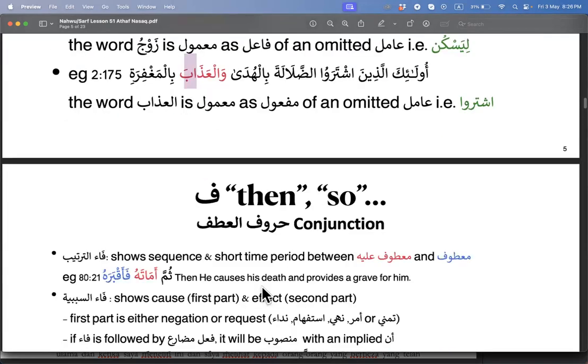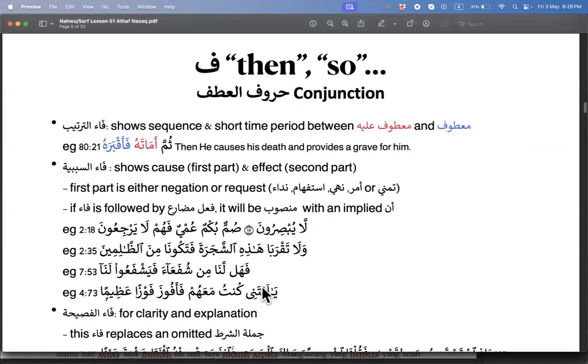Okay, next one, fa. We have a few different kinds of fa. The first is fa tertib. In Arabic we usually just say fa atifah, but tertib means that it shows sequence. That's all. Okay, sequence.